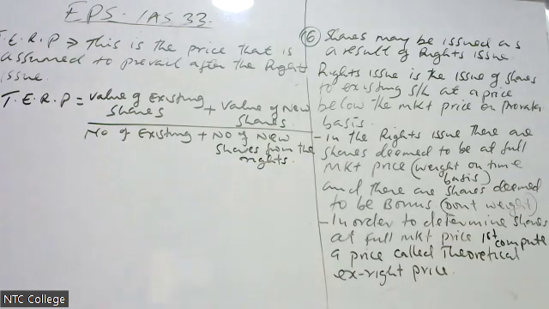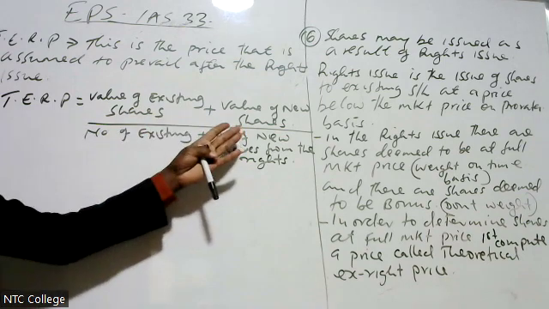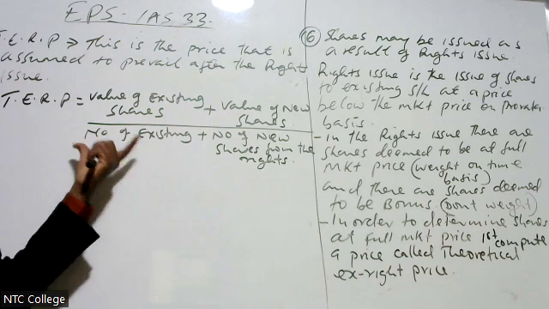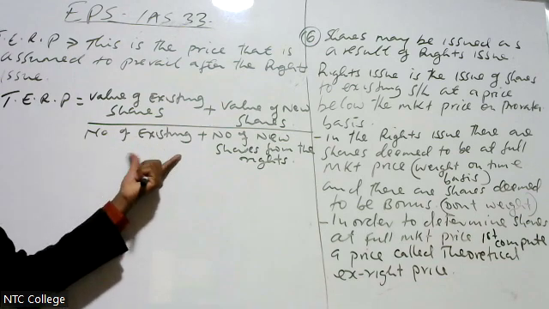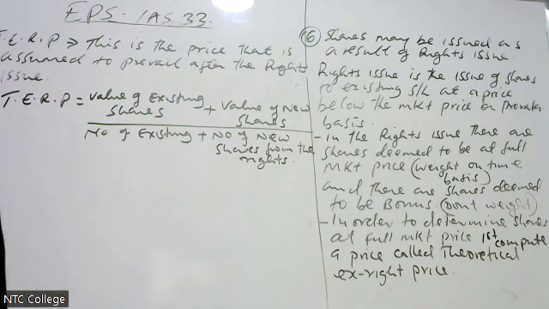That is how we get the theoretical ex-rights price. You take the value of existing shares plus the value of new shares, and you divide by the number of existing shares plus new shares from the rights. We get the theoretical ex-rights price.